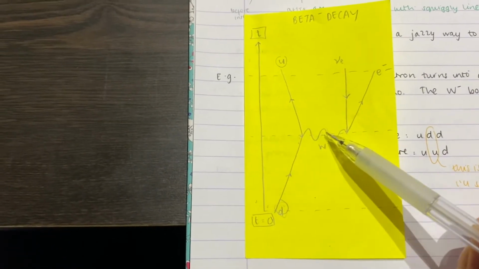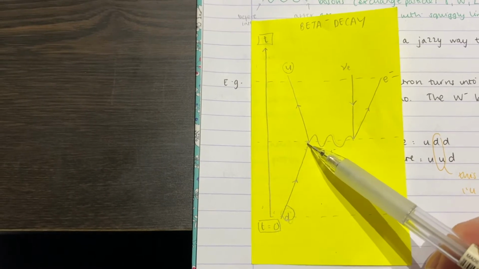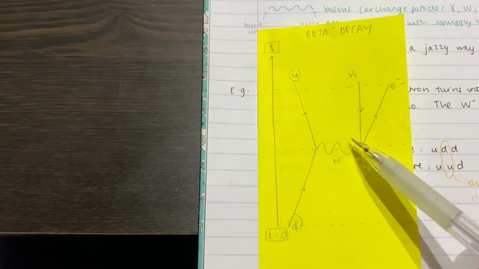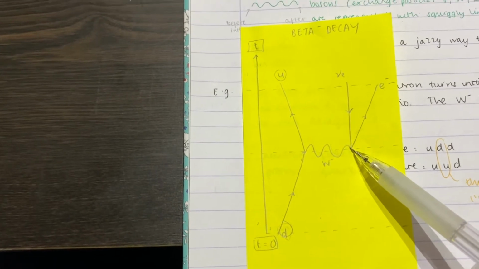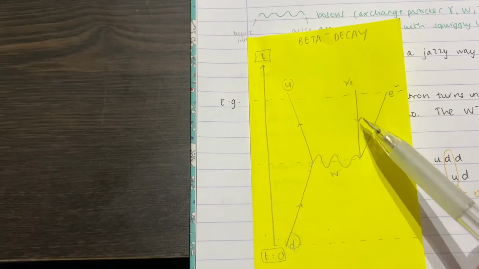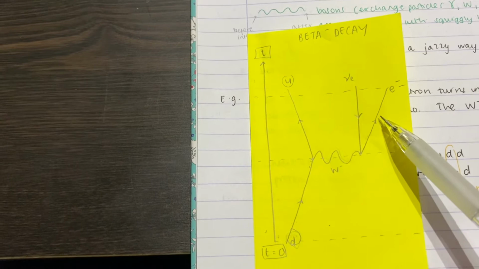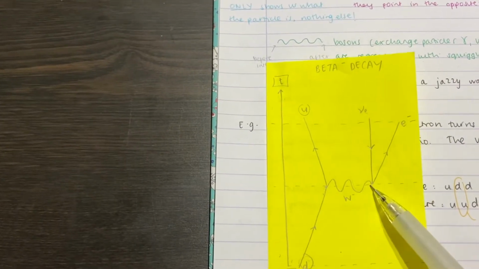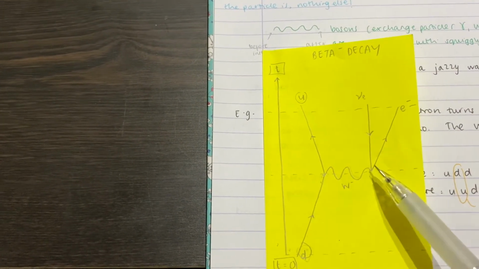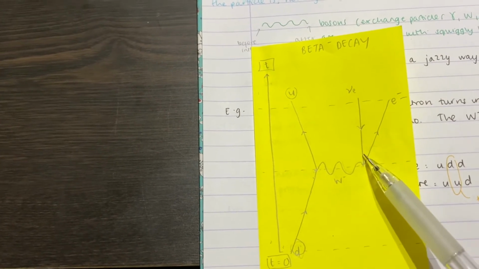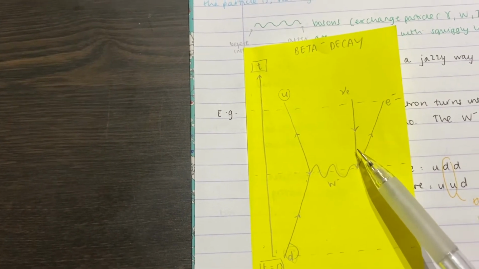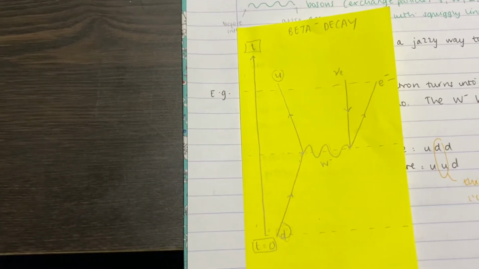So this is all happening at the same time. We have a down quark converting to whatever we have on the other side of our exchange particle, which you can see is an antineutrino and an electron. So this is an instantaneous switch between down to what we have going out here, which is up, and then we have an electron and an antineutrino given off.